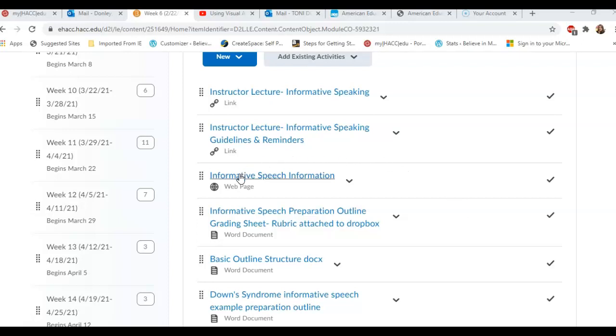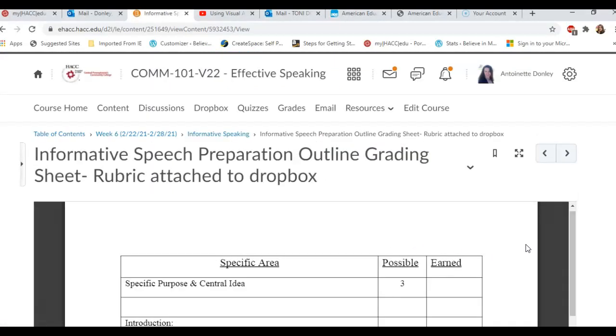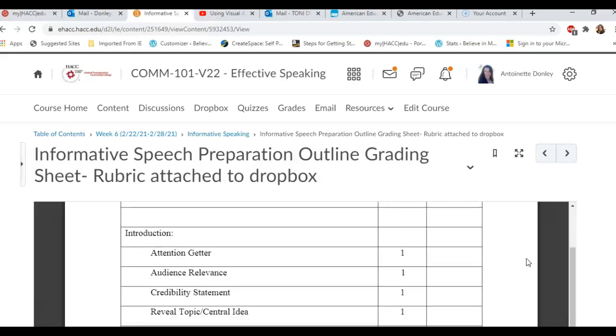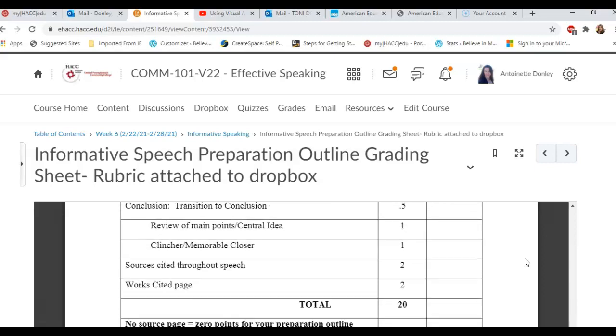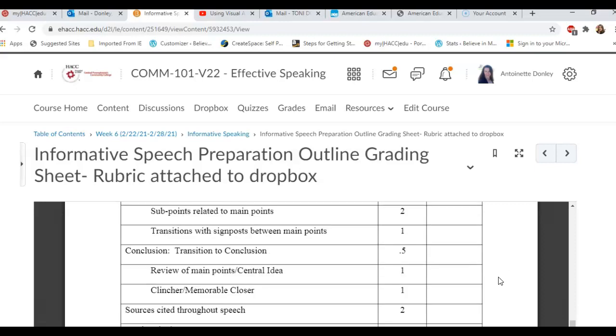So I want you to pay attention here to this informative speech preparation outline, or the outline grading sheet, I'm sorry. So I like to use this as a checklist. The actual rubric is at the Dropbox, which is where you'll ultimately be putting your preparation outline in the appropriate Dropbox. So here is the preparation outline, and this is what, if I were using this in the classroom, I would use. And then the rubric is just a breakdown even further of this. So I want to take a peek at this.